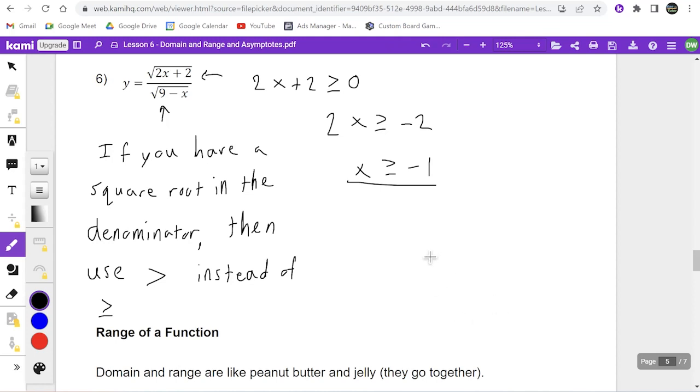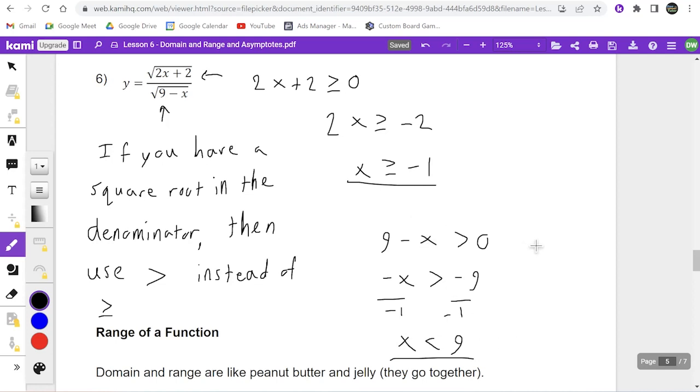So in other words, all I got to say is 9 minus x is greater than 0, and that is how I account for the square root in a denominator. And then I just solve like normal. Subtract 9 from both sides, -x less than -9, and then you divide by -1. So it looks like x is actually less than +9. And again, I switched the direction because of the dividing by a negative.